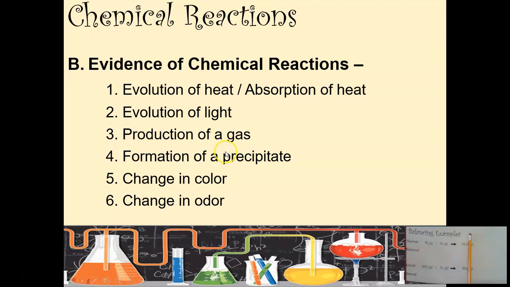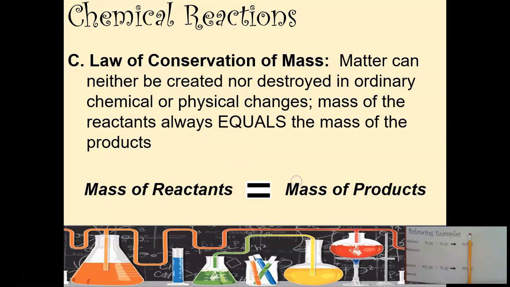There may be a solid formed from 2 liquids, and it would be a fairly obvious change. That precipitate would generally fall and sink to the bottom. There may be a change in color or a change in odor. Those things indicate that a chemical reaction is taking place.